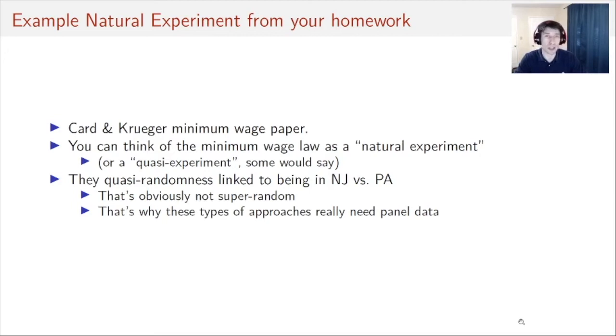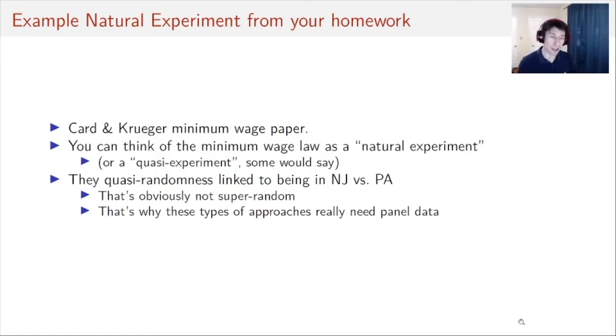So you've already worked with an example of a natural experiment in your homework. You've worked with the Card-Krueger minimum wage paper. In that case, you can think of the minimum wage as a natural experiment, or a quasi-experiment, some would say. So of course, in a case like this, the treated people are the ones in New Jersey, the non-treated people are the ones in Pennsylvania.